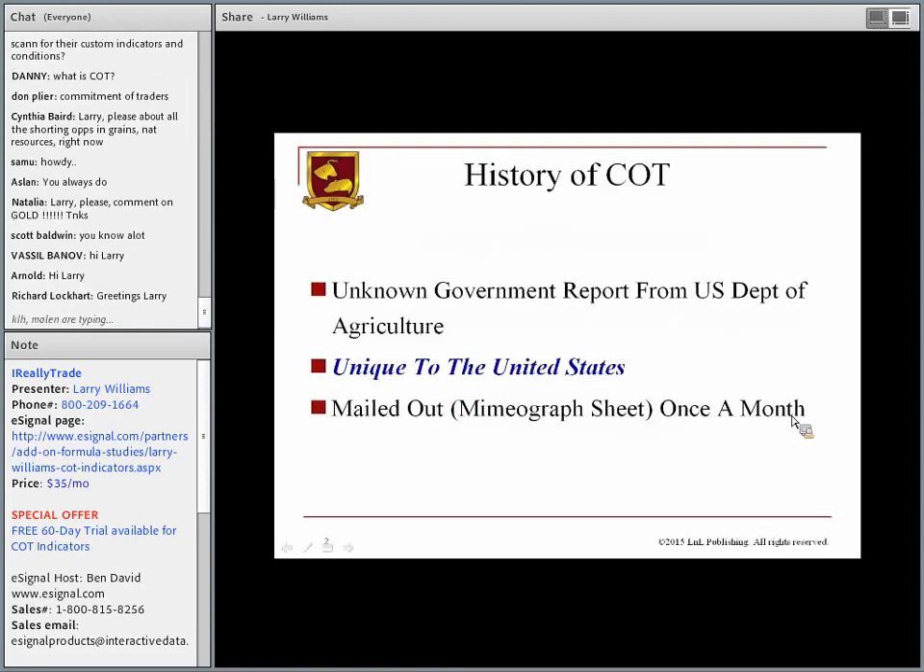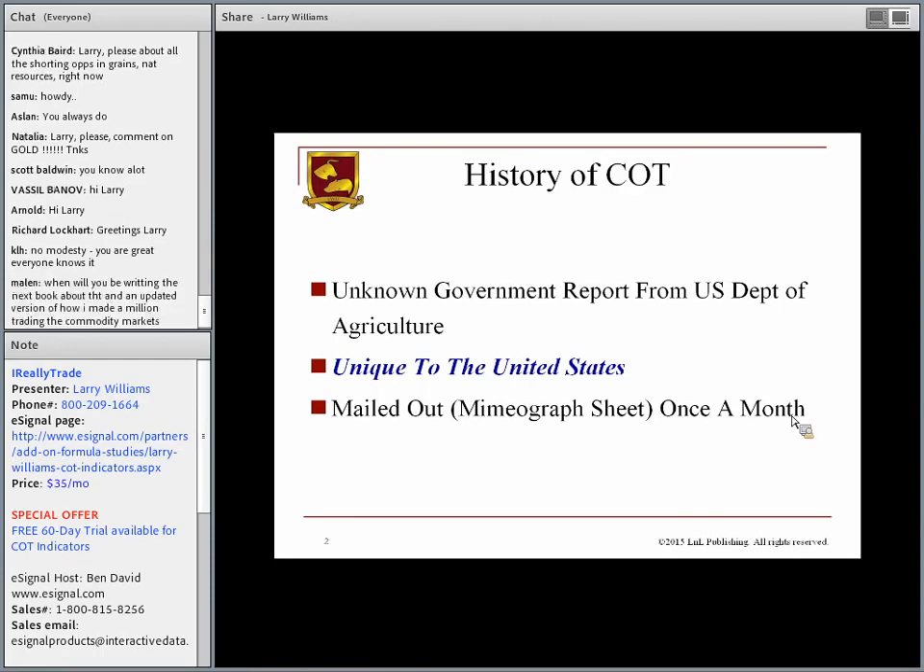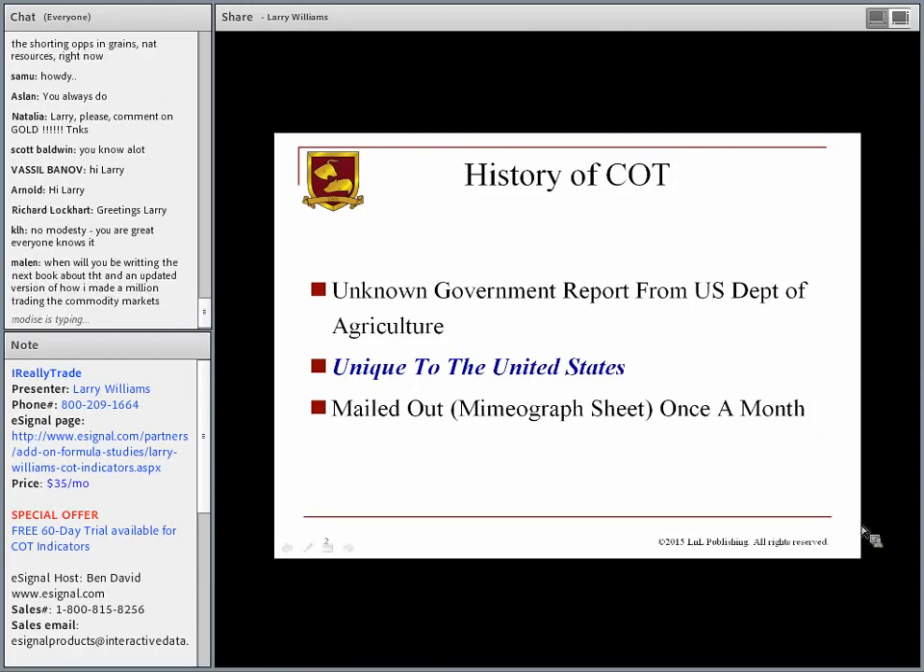I'd like to explain a little bit about the history of the Commitment of Traders report. It's really interesting because it started from the Department of Agriculture. The U.S. Department of Agriculture used to report this, and it came out once a month. I got it on a mimeograph sheet of paper that was sent through the mail, bulk class. So we got it almost a month after the month that it was reported. It was really old and antiquated by the time we got it.